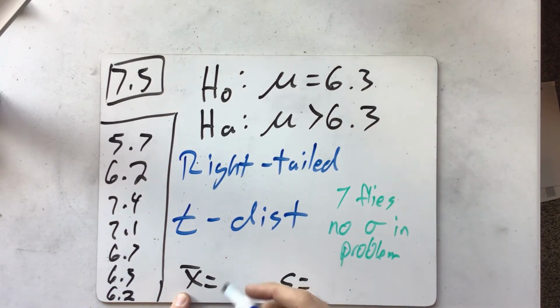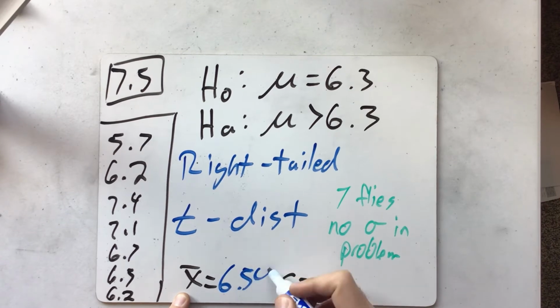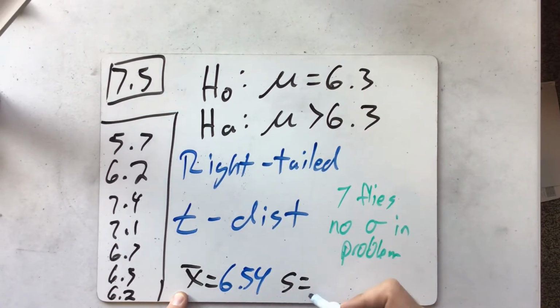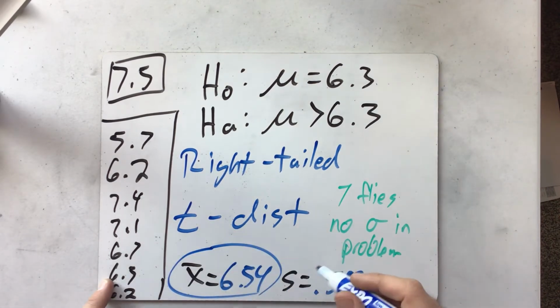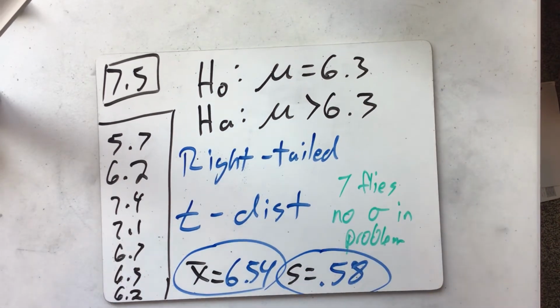But what I got was 6.54 for my average and 0.558 for my standard deviation. I use the S, the sample standard deviation. So these are the numbers that we're going to need to use. Why do I need these numbers? Well, these are the numbers that go into my formula. And so if the problem doesn't tell us these numbers, we have to calculate them ourselves.